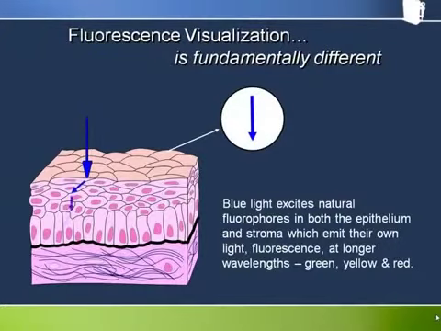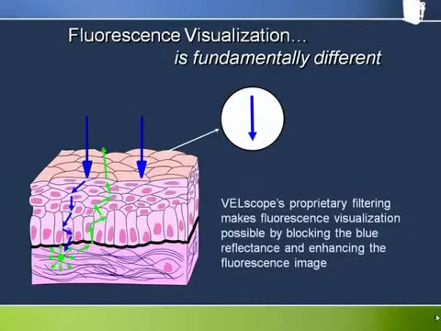Fluorescence visualization really is fundamentally different. When we illuminate the tissue with light of an appropriate wavelength, such as blue light, it enters the tissue just as it does for reflectance, but now it can get absorbed by special, naturally occurring molecules in the tissue called fluorophores. These fluorophores absorb the blue excitation light and then re-emit light at a longer wavelength, that is, green, yellow, or red, a fraction of a second later. Blue light excites fluorophores in both the epithelium and the stroma.